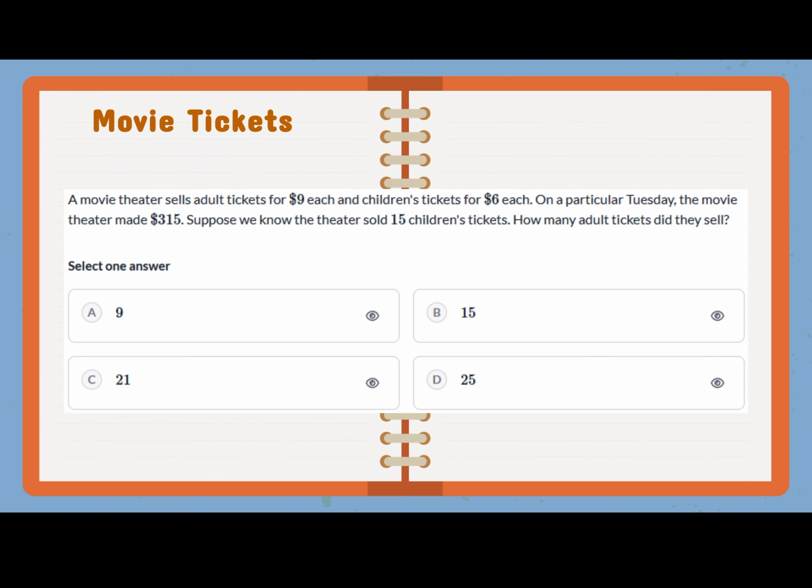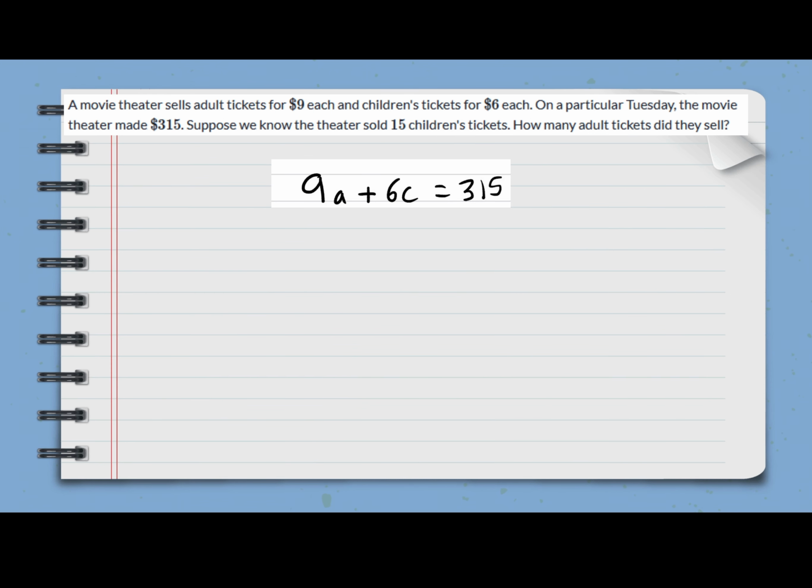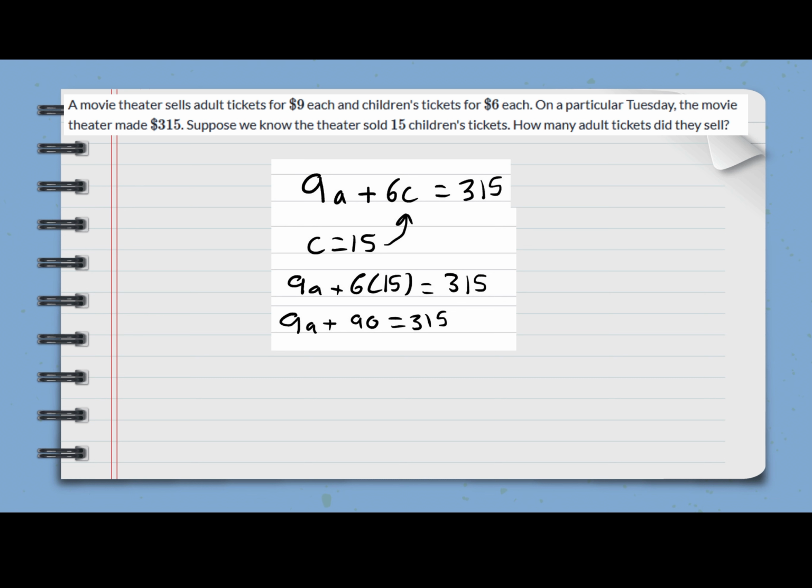Okay, movie tickets. This is a very common question, pretty similar to the other one. We have $9 adult tickets and $6 children's tickets with a total of $315. And we do know that C equals 15. Again, just like the last one, you plug it in. 9A plus 6 times 15 equals 315. You'll end up with 9A plus 90. You solve for A, and you'll end up with A equals 25. That's how many adult tickets they sold.